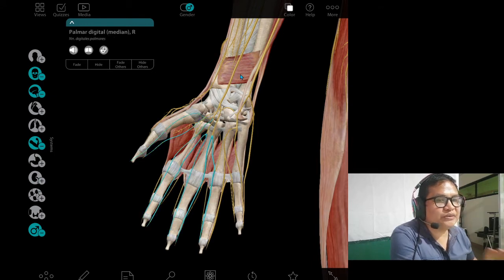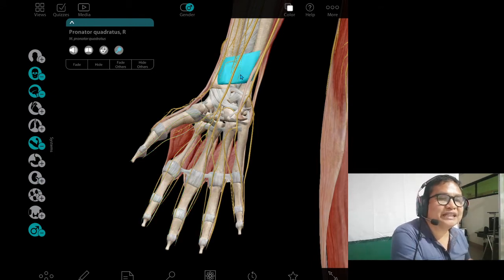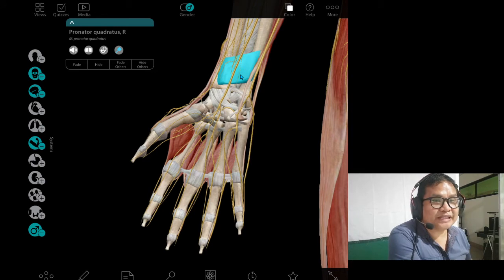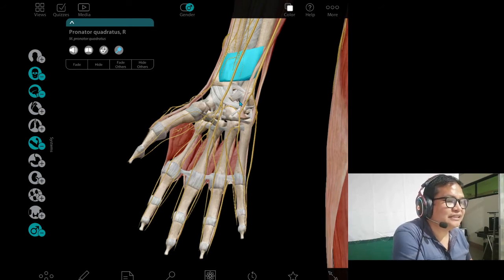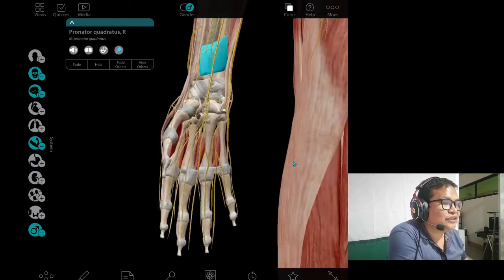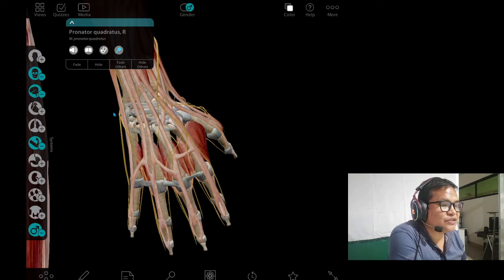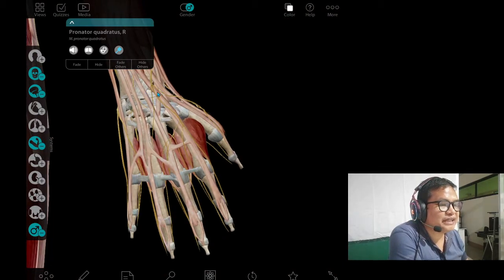So anyway, this class basically we forgot to mention the pronator quadratus. It works together with the pronator teres, at the proximal part near the elbow, in pronating the forearm. So now let's go to the dorsum. This is the muscle of the dorsum of the hand.